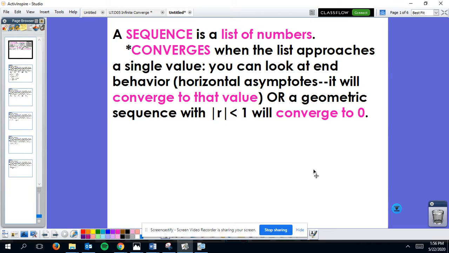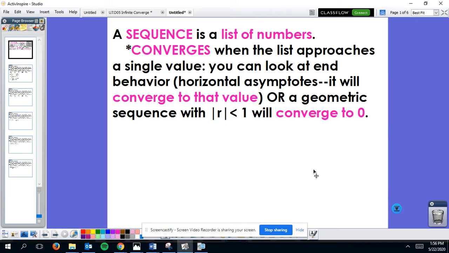Sometimes the sequence can be written in the form of an equation, so you could look at the end behavior, and it would be converging to the horizontal asymptote, which you could find graphically or using your rules for horizontal asymptotes that we learned in the beginning of this year and again in the lesson the other day.